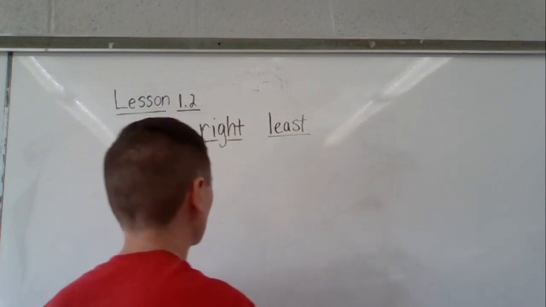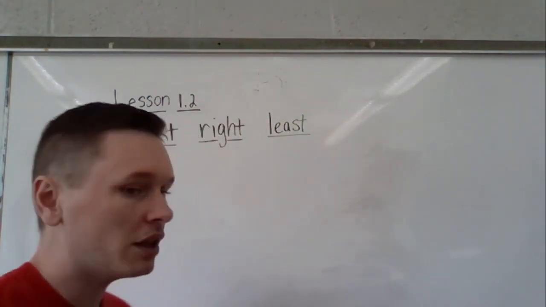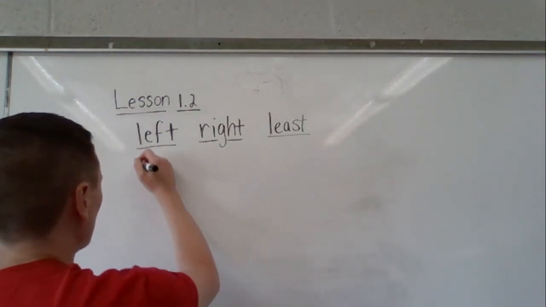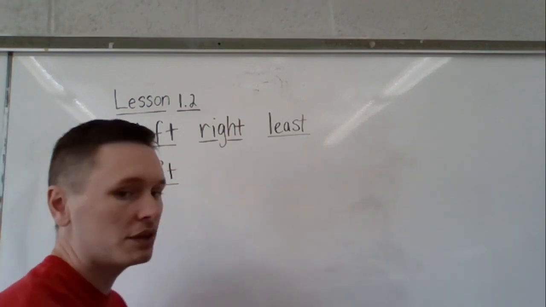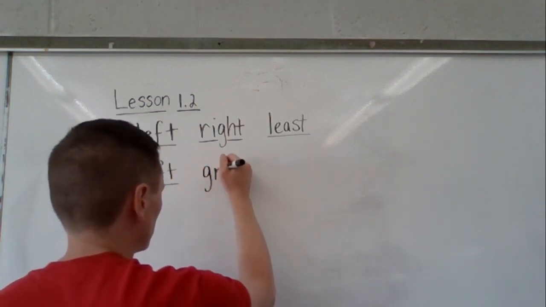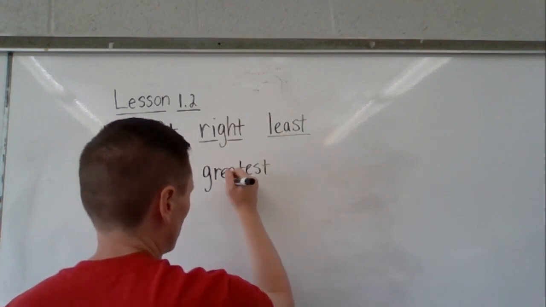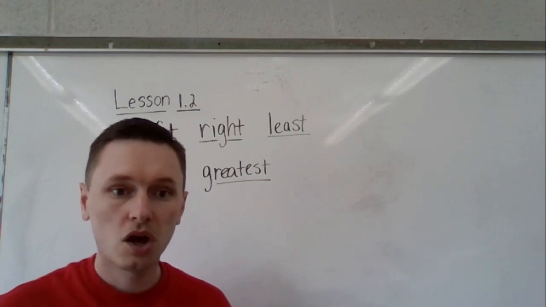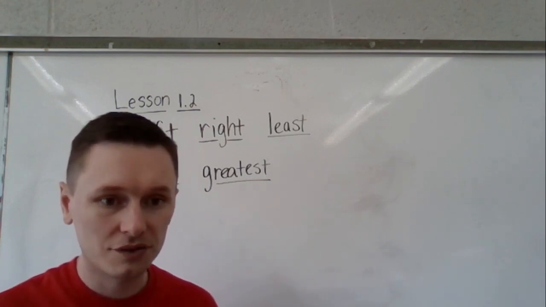That is important. When you compare integers and you read them from right to left on a number line, you're comparing them from greatest to least. So once again, left to right, least to greatest. Right to left, greatest to least.